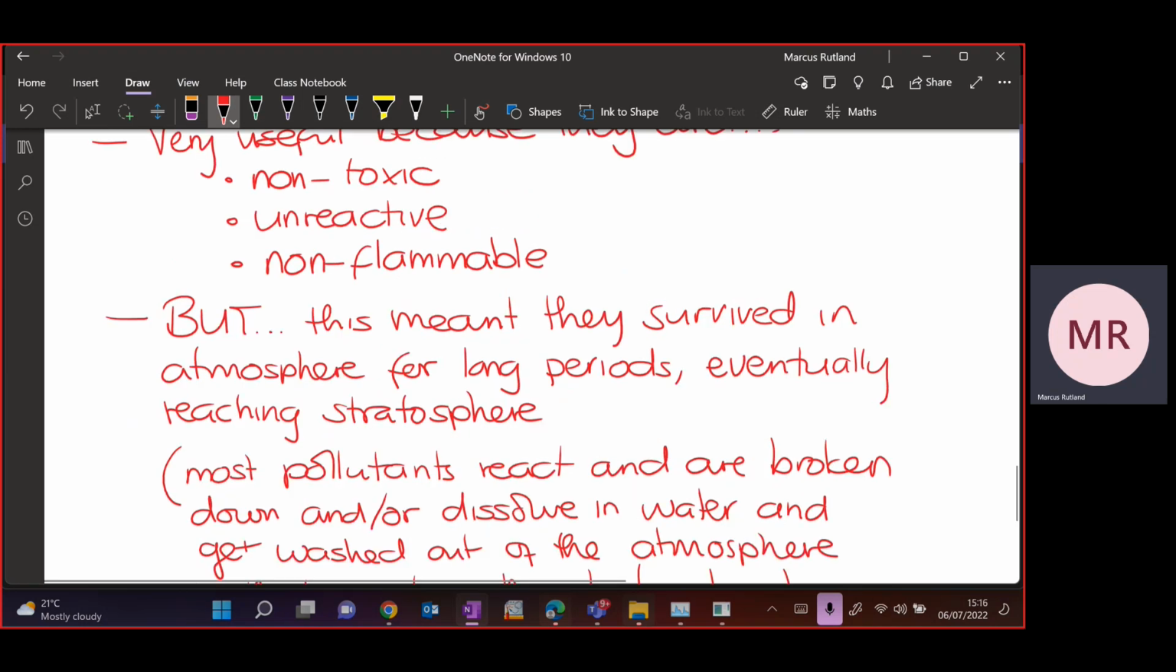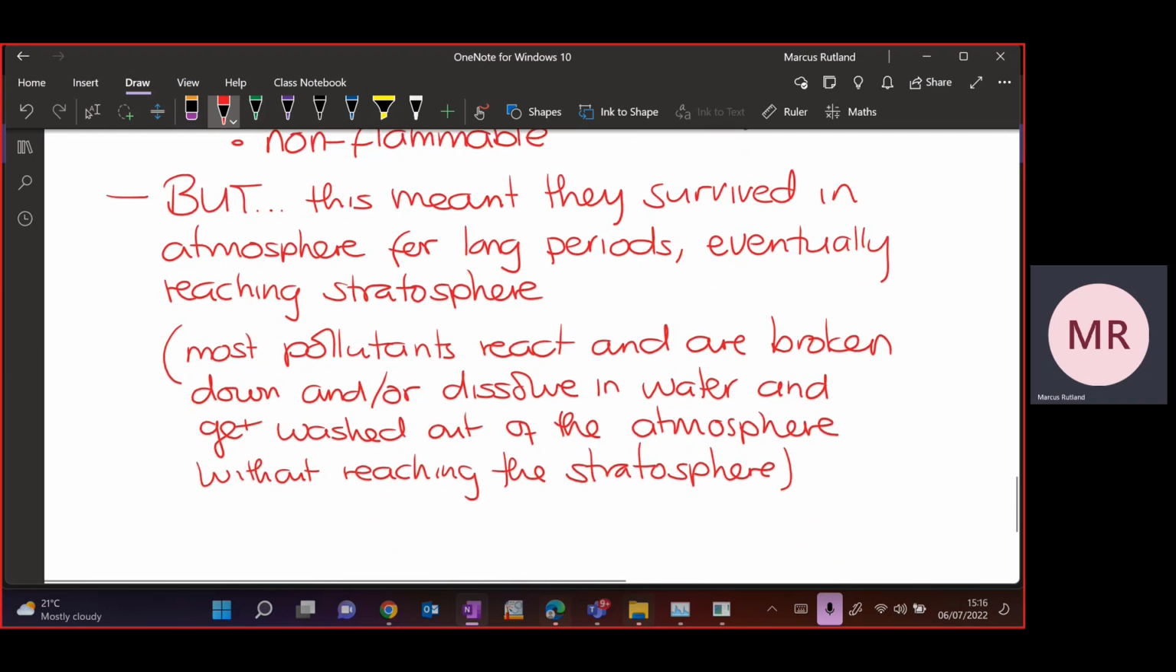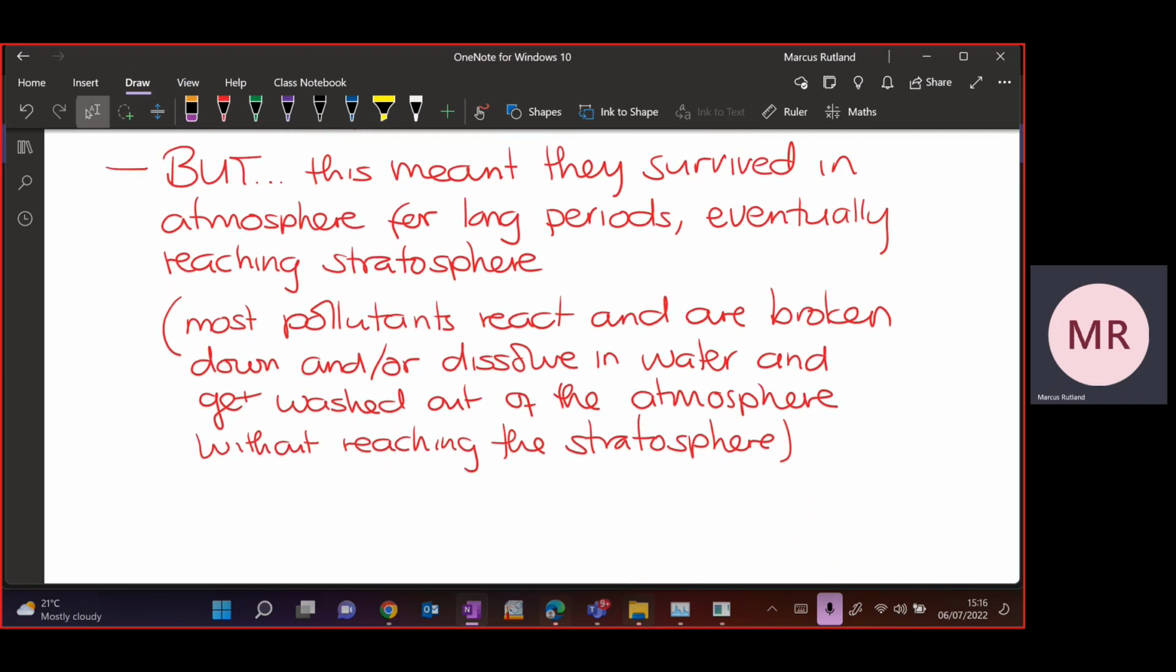But these CFCs are so non-toxic, unreactive, non-flammable, and I'm also going to put here insoluble in water, they don't do those things. So they don't react with other stuff. They don't get smashed up. And that's what made them so wonderful, where they're unreactive and non-flammable. They're very stable. So nothing happens to them. And they're not water soluble either, so they don't get washed out. So they're just in the atmosphere. Nothing's happening. And they slowly, therefore, travel up into the stratosphere.